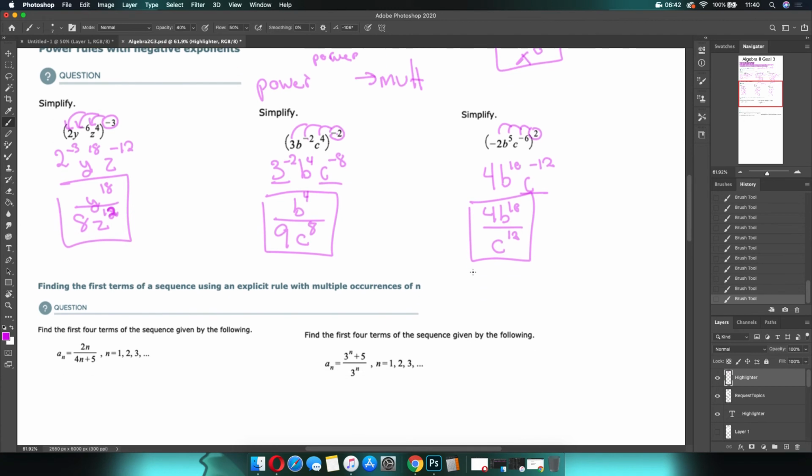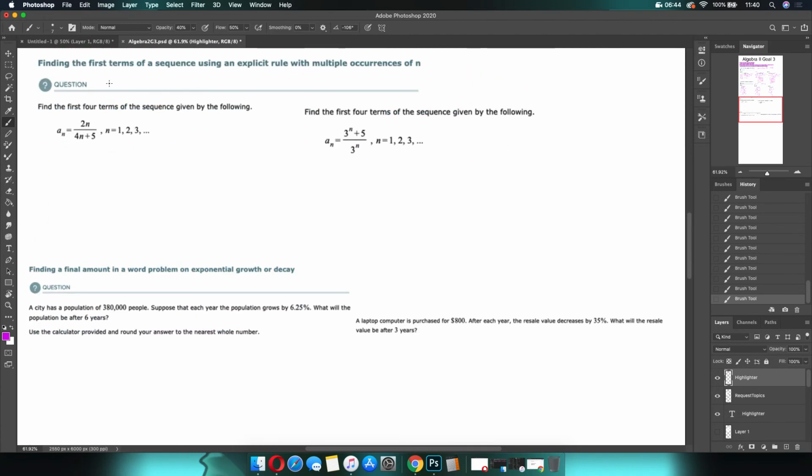Our next requested topic, this is a DSA question. I believe it is number 17. He wants the first 4 terms, so we're going to have a 1, a 2, a 3, and a 4. And then we're going to wait for the computer to catch up.